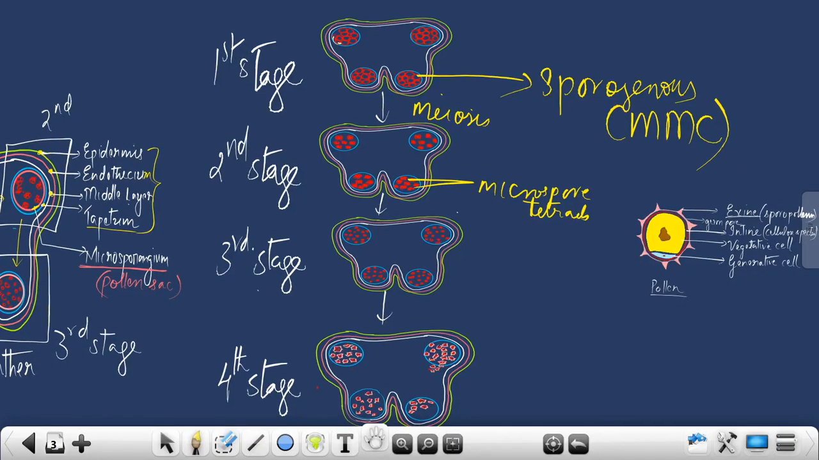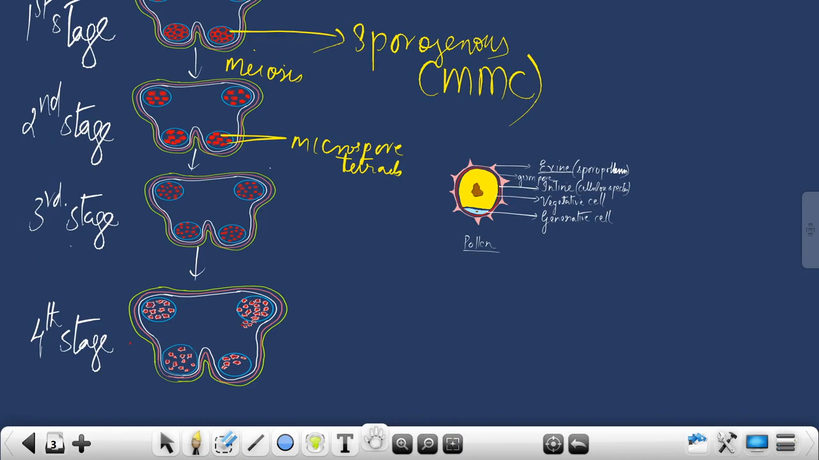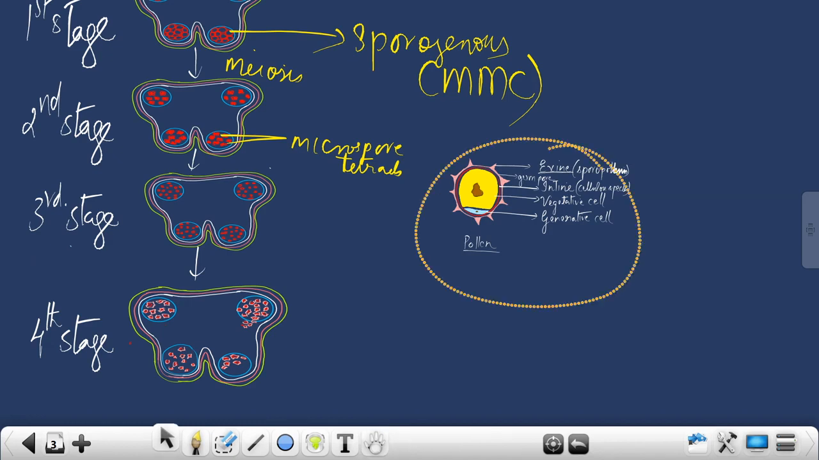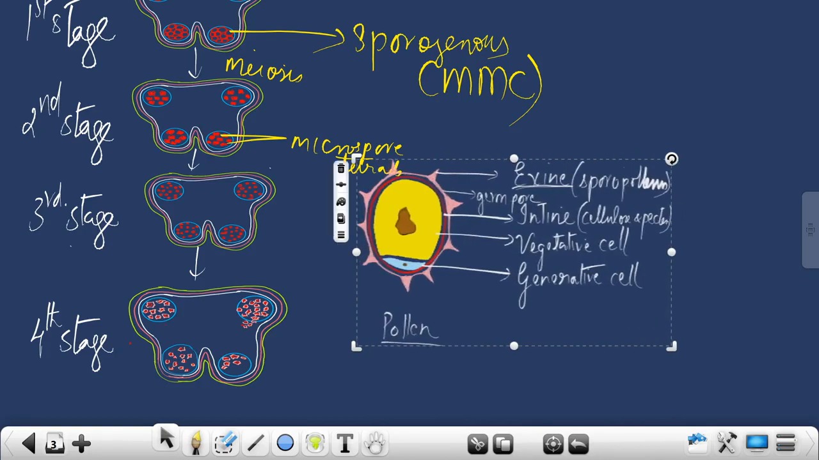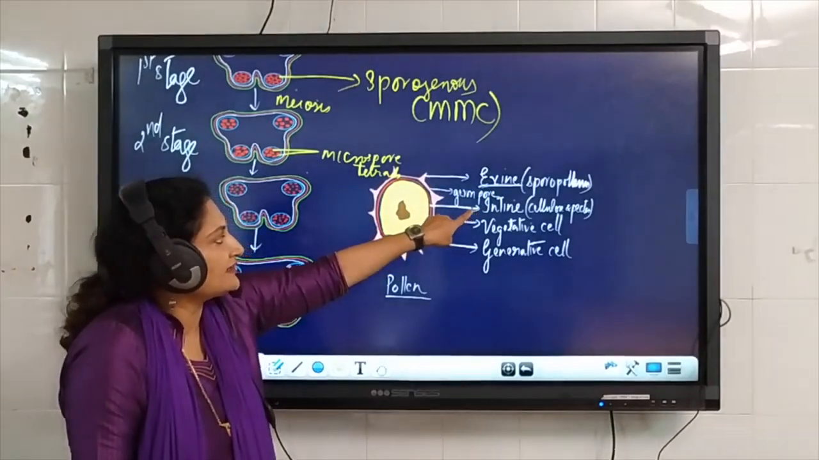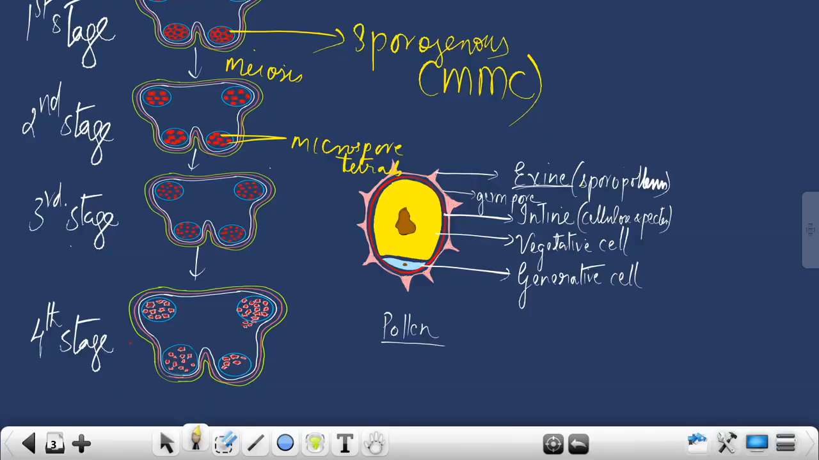And in the final stage, the microspores get converted into a fully fledged pollen grain. This is a full-fledged pollen grain. See, it is circular in outline, surrounded by two layers, outer exine and inner intine. The outer exine is made up of a substance called sporopollenin, and the inner layer called intine is made up of cellulose and pectin. Now within the cell, there are two cells. It is not a single cell, it is double celled.